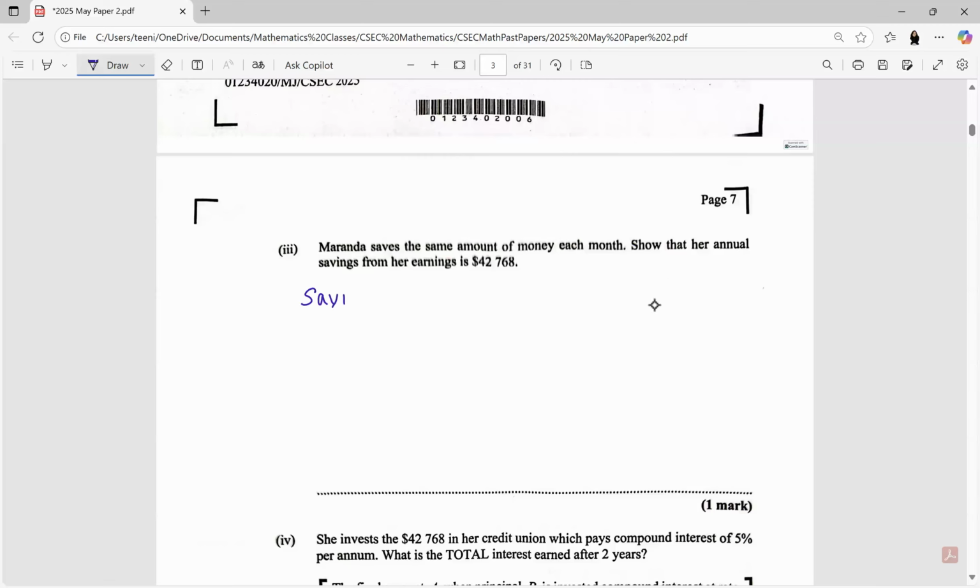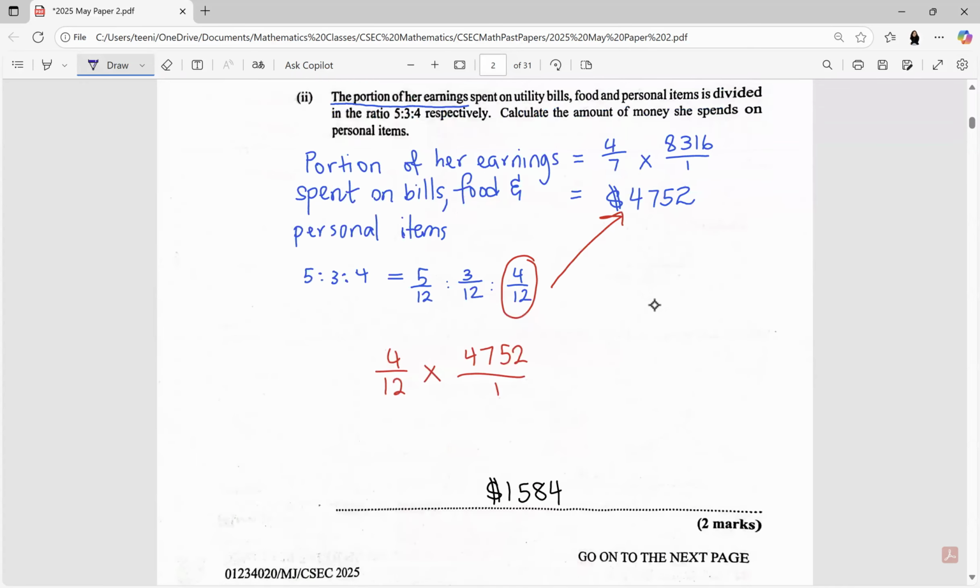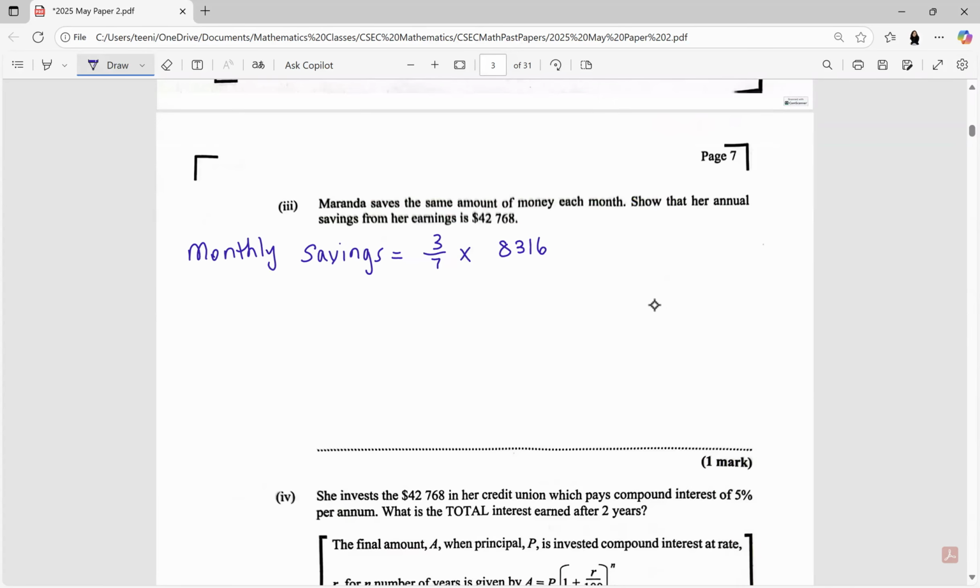So let's do that. Savings would be 3/7 of, so this is monthly savings actually. Monthly savings would be 3/7 of 8,316. Work that out for me, guys. Miss, I got 3,564. Yeah, I got that as well. What about Faith and Joshua? 3,564. Yes, miss.